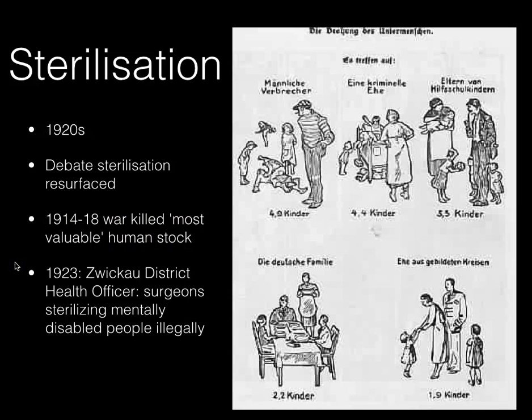And in 1923, in an area of Germany called Zwickau, the district health officer and surgeons sterilised mentally disabled people. They broke the law, but they got away with it because there was tacit support from the people involved. During the Depression in the 1930s, welfare cuts were initially made to the care of the disabled. They were prioritised, obviously seen as less valuable members of society.